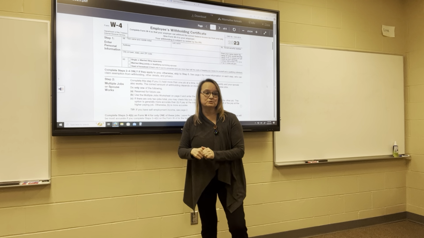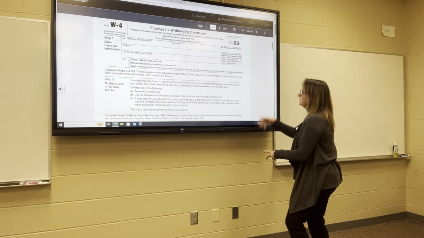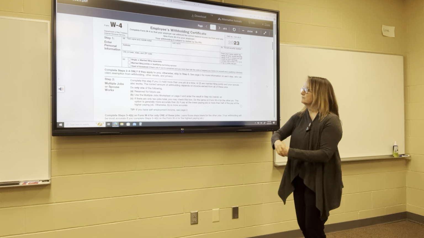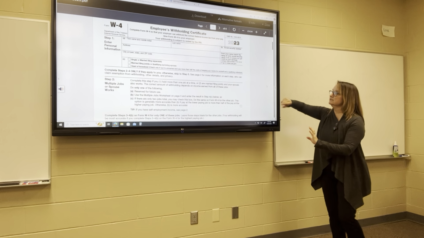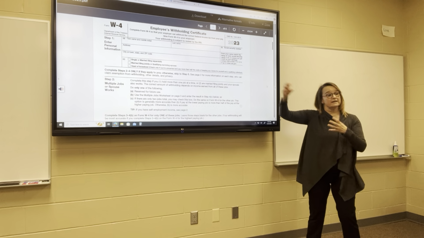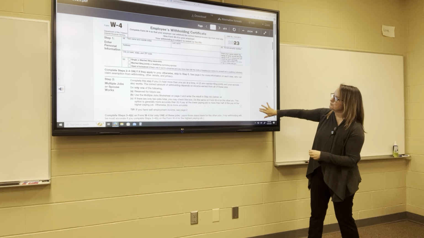Yes, you have to have some sort of dependent that you are caring for and that you are paying for and keeping up a household for. Okay, so that's one of those really important pieces of information that needs to be on this form, and we're going to extract that information when we do the calculations for federal income tax withholding.